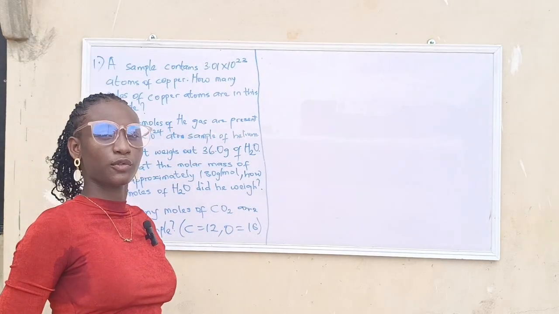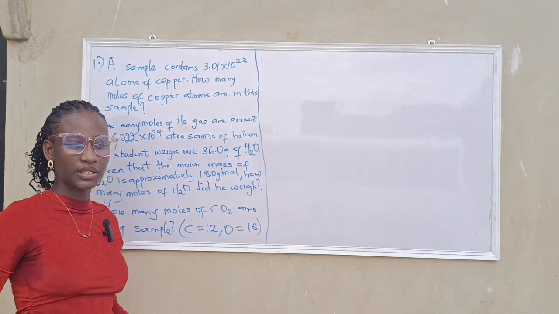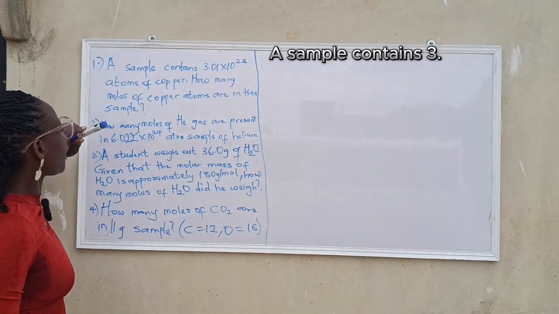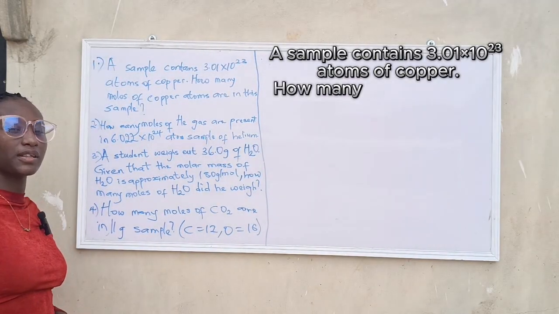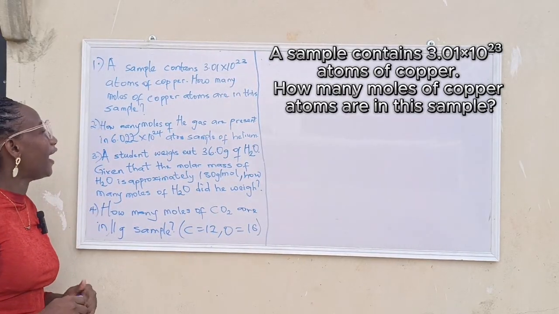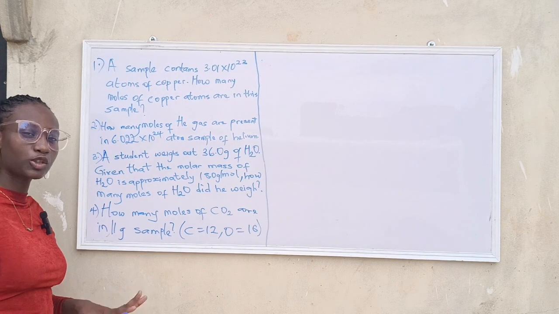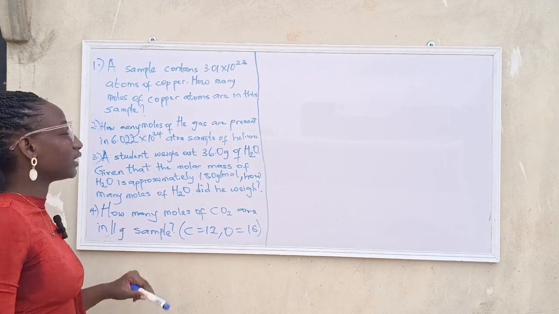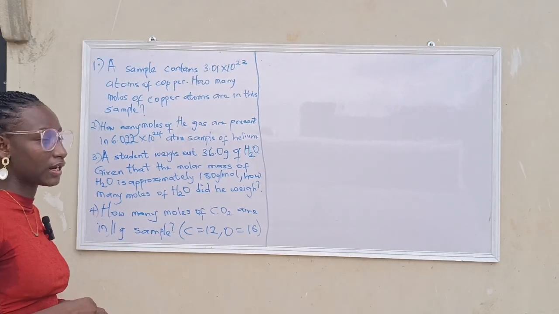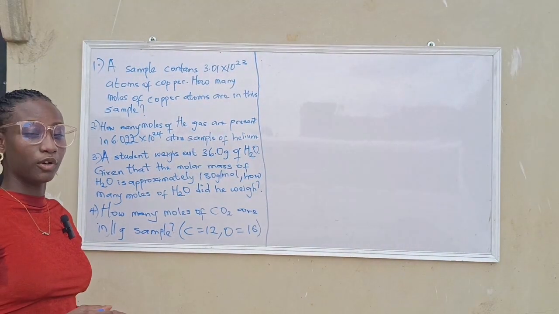Here are some questions for us to do, and let us see how we can calculate the number of moles. The first question says, a sample contains 3.01 times 10 raised to the power 23 atoms of copper. How many moles of copper atoms are in this sample? We can see that we are given the number of particles, which is 3.01 times 10 raised to the power 23 atoms, and we are asked to find the number of moles.